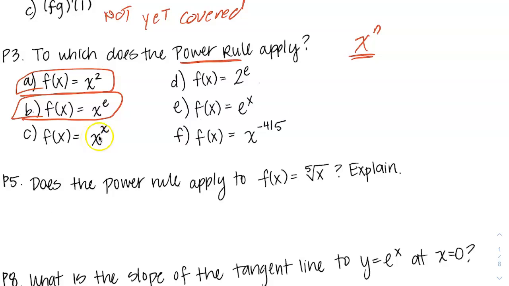x to the x, not good. Those are two variables. 2 to the e, that's just a number. That's all that is. It's like 2 cubed, but instead of 2 cubed, it's 2 to the 2.71 blah, blah, blah. e to the x, that's an exponential. When the variable's on top, we call that an exponential, so not that one. And then here, x to the negative 4/5. That fits our criteria. It's a variable to a power. So we could do the power rule there also.